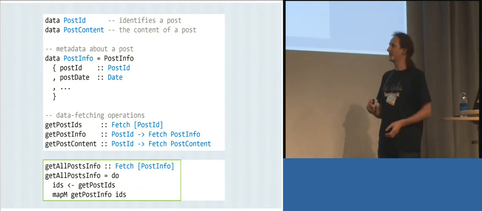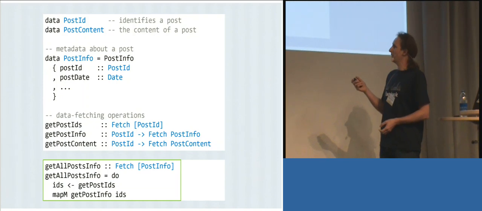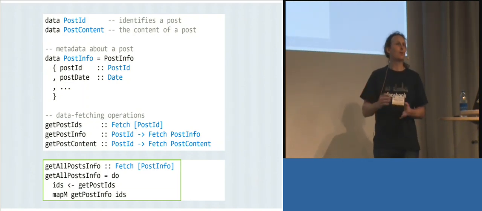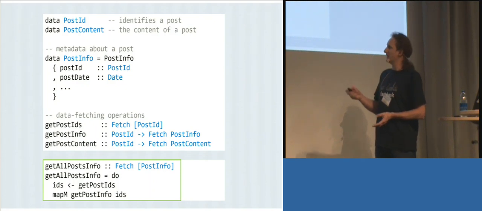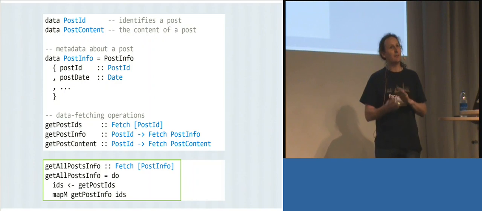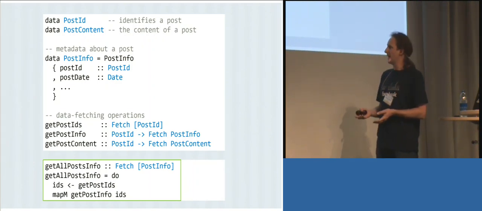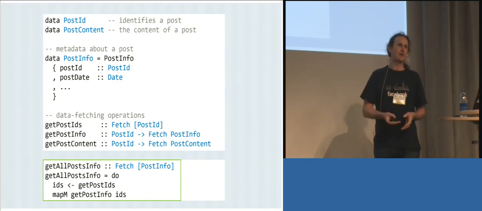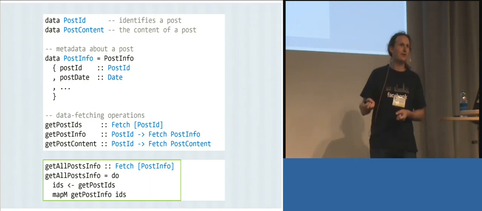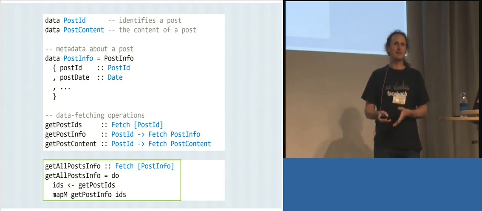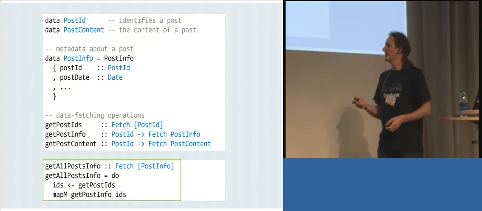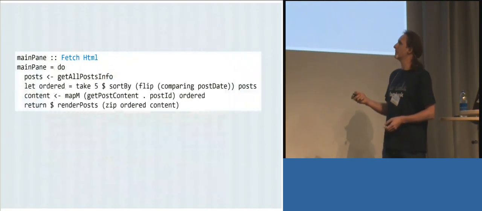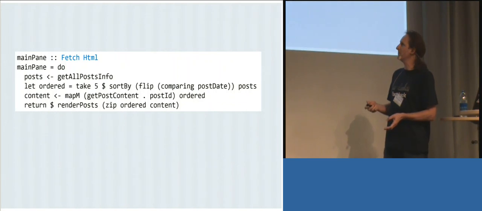So here's a function written using this programming model. This one gets all of the metadata for all of the posts in the blog. It's called getAllPostInfo. And so it's just 2 lines. The first line is get post IDs. So it gets all the post IDs for all the posts in the blog. And then maps get post info over those IDs. So for each of the IDs for a post, we're going to get the metadata. So it's just basic monadic programming here. There's nothing complicated.